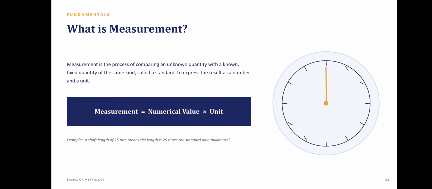Coming to the fundamentals of metrology and measurements. What is measurement? Measurement is the process of comparing an unknown quantity with a known fixed quantity of the same kind, called a standard, to express the result as a number and a unit. Therefore, measurement is equal to numerical value into unit. That is the formula to find out the measurement. Example, a shaft length of 25 mm means the length is 25 times the standard unit, millimeter.